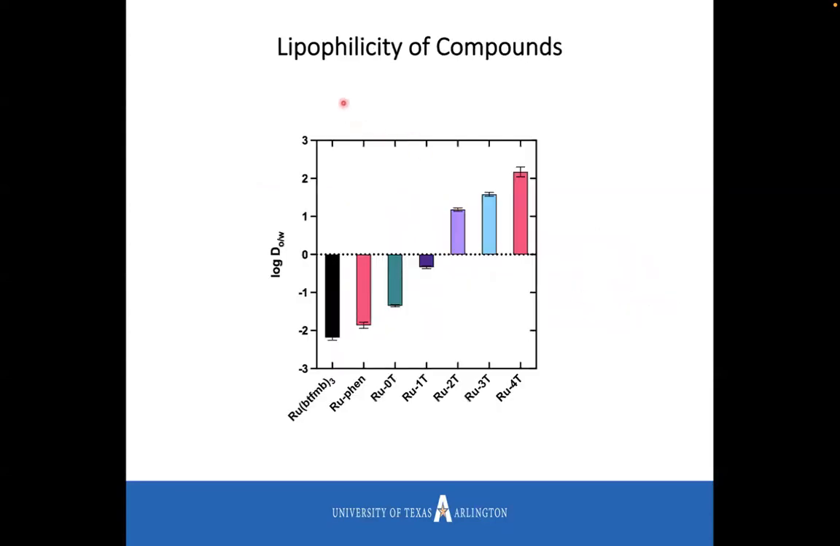Furthermore, we also determine the lipophilicity of the compounds by determining the distribution coefficient, shown on the y-axis here, in octanol, the lipophilic phase, and water, the hydrophilic phase. The higher the log D value is, the more lipophilic the compound is. The lower the log D value is, the higher the hydrophilicity of the compound is. And with the pi expansion, we observe that the lipophilicity of the compounds is also increasing.